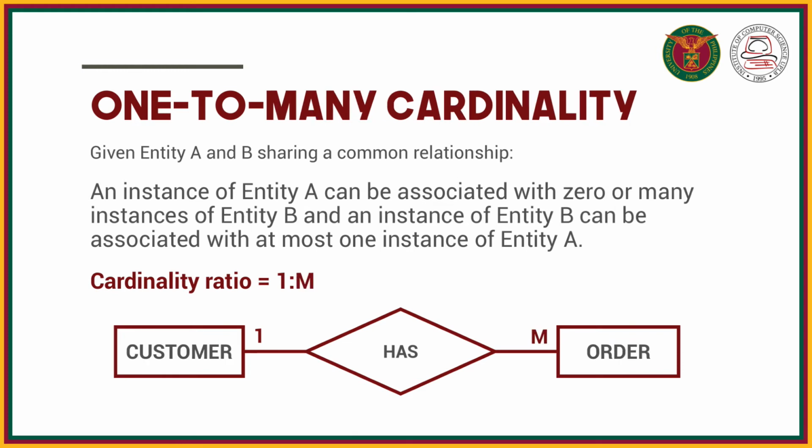In a one-to-many cardinality, an instance of entity A can be associated with zero or many instances of entity B, and an instance of entity B can be associated with at most one instance of entity A. Yung isang side, 1, and yung isang side, 0 or many.